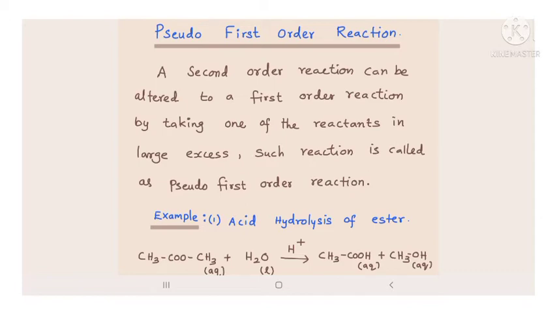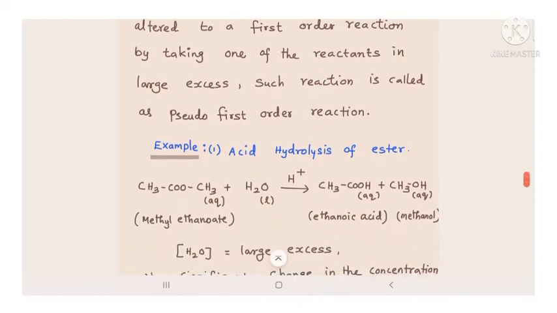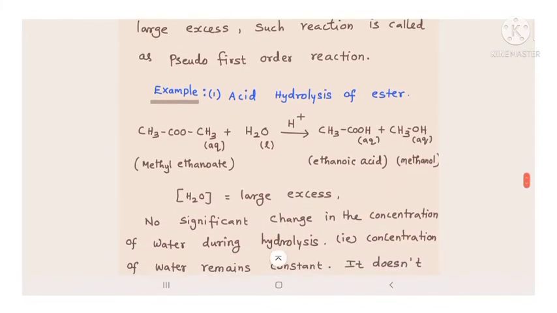Here it looks like a second order reaction. By taking the concentration of one reactant in excess, it is changed into a first order reaction. So that's what we call pseudo first order reaction. False first order reaction is not exactly a real first order reaction. It looks like second order but behaves as a first order, isn't it? Such reactions we call pseudo first order reactions. Now let us see some examples for pseudo first order reaction.